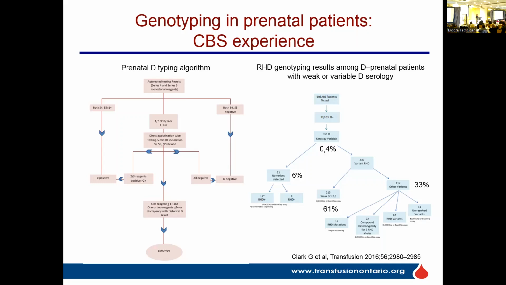They tested over 600,000 patients, of which 79,000 were D negative. Of these, only 0.4% met the criteria for genotyping. When we look at the different prevalence, 61% of patients were weak D type 1, 2, or 3. Another 33% were other variants. And there were 11 cases for which the case could not be resolved, but it's a minority.